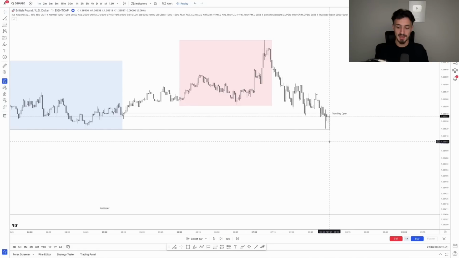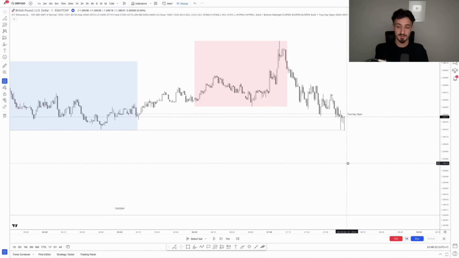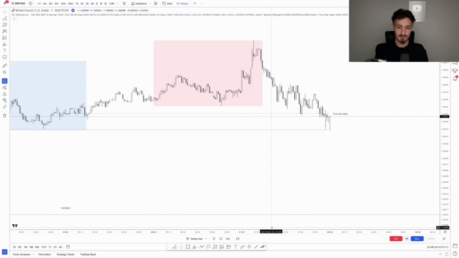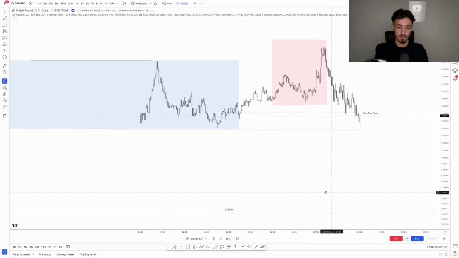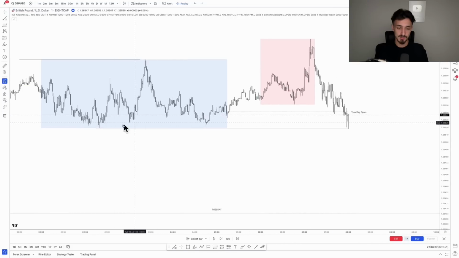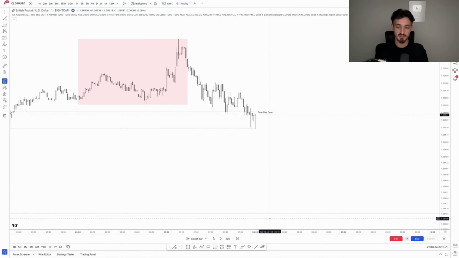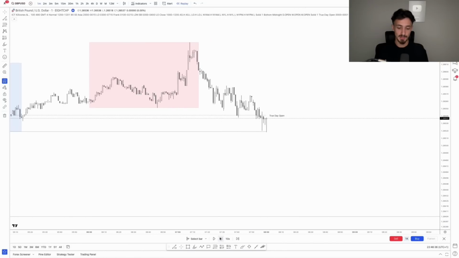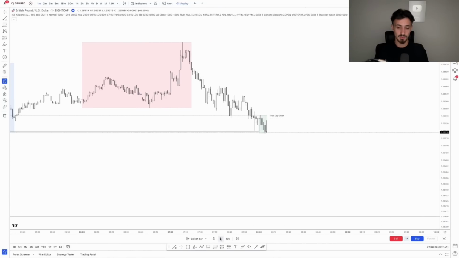So London has officially opened. And what we want to see now, we want to see price delivering in a certain direction. Number 1, we want to see it manipulate below these lows. And then number 2, we want to see it shift bullish. So let's play price and see what actually happens with price.